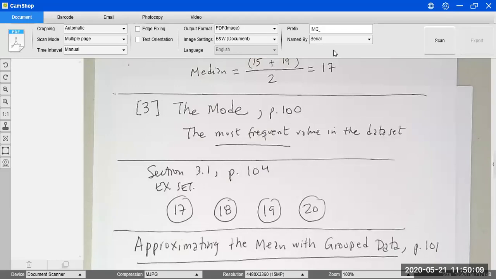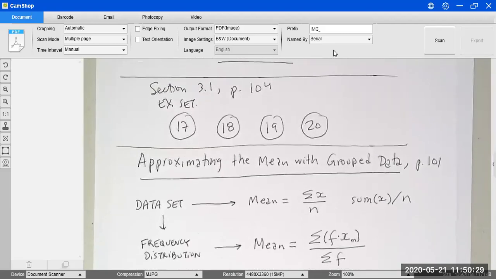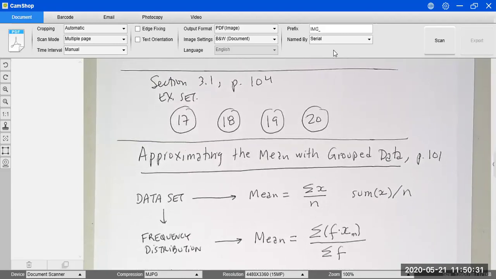I said that the mean is the most important value, or the most important measure of center. So now we're going to learn how to compute the mean when we are given a frequency distribution. This is important. We're going to approximate the mean when you have grouped data, and that's described on page 101. And this is very important, so you need to understand the difference between doing one procedure or the other.